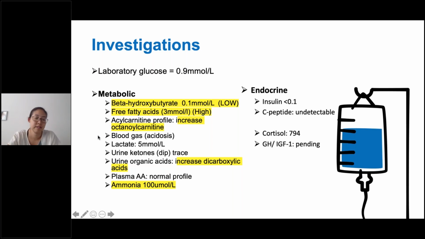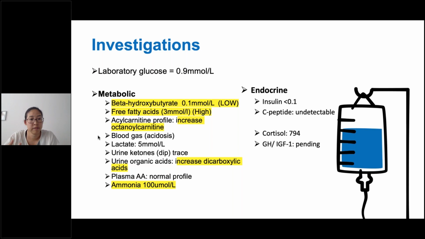His blood gas, he's showing acidosis. His lactate is up, okay. His urine organic acids, again, shows increased dicarboxylic acid, which is also very characteristic for this condition. And plasma amino acids are normal, and his ammonia is up. So why is his ammonia up? Is this something we need to think about? So in this case, why is the lactate up and why is the ammonia up?